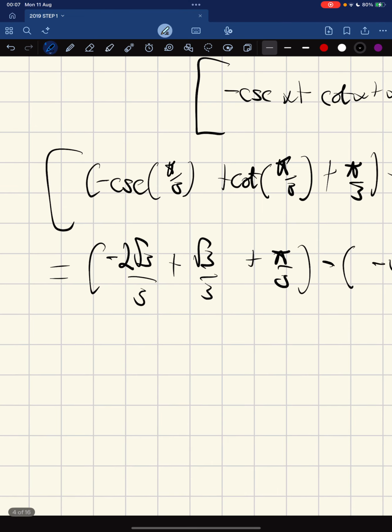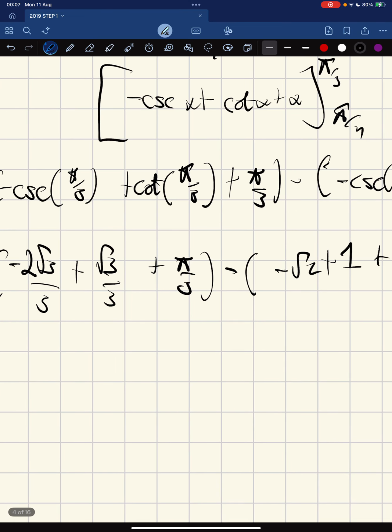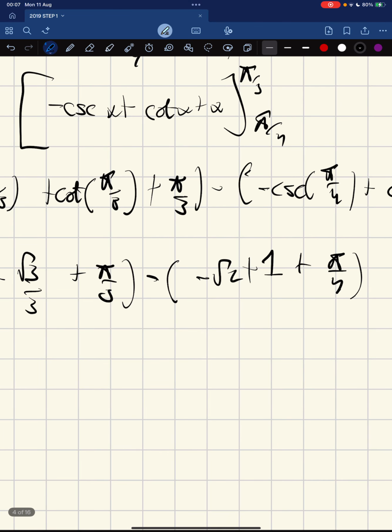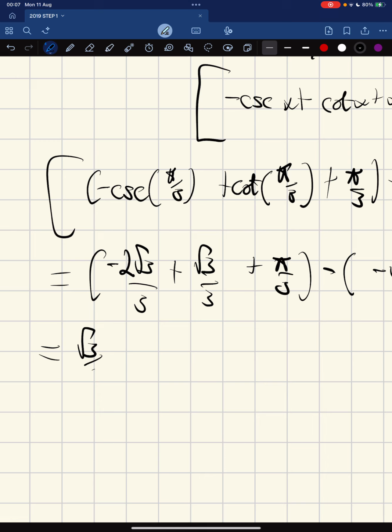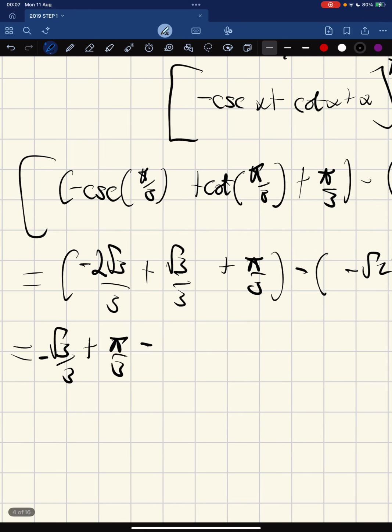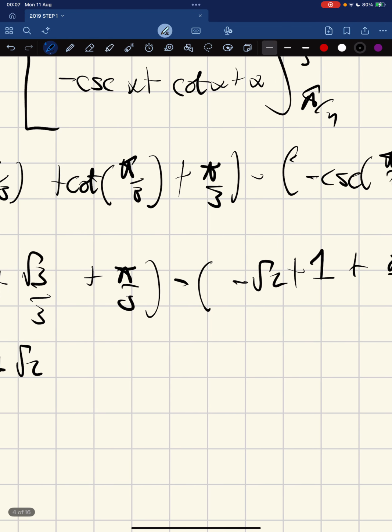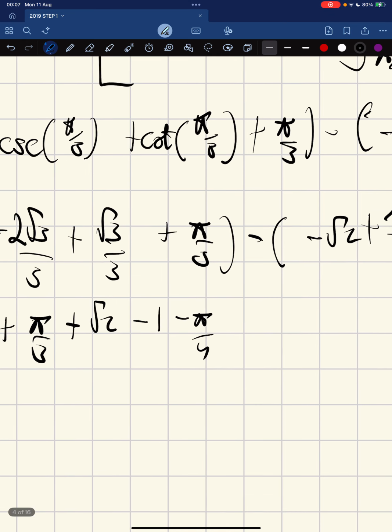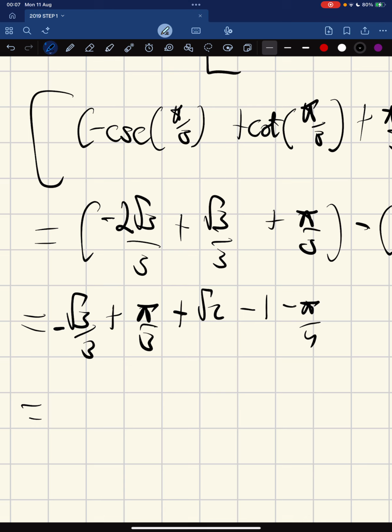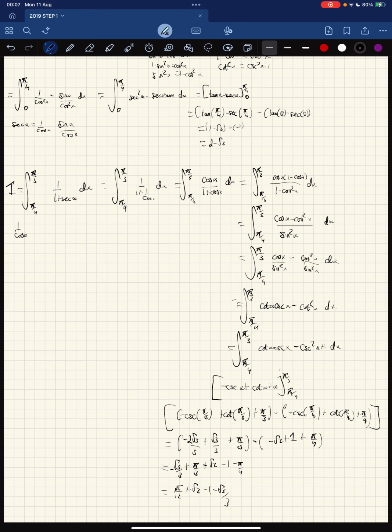So to simplify this down, we're going to get minus root 3 over 3 plus pi over 3 plus root 2 minus 1 minus pi over 4. Now we're just going to put the positive terms first. So we're going to get pi over 12 plus root 2 minus 1 minus root 3 over 3, and that's our answer for the second integral.